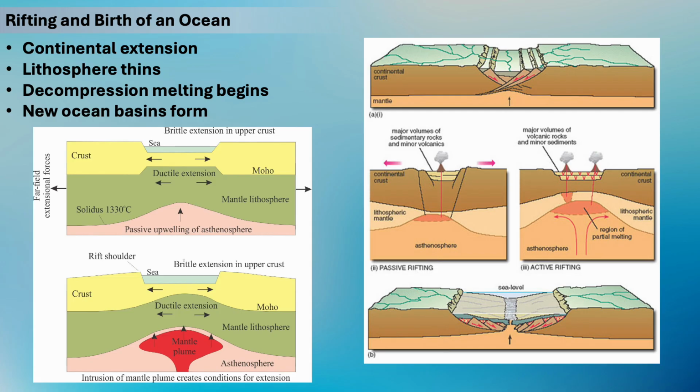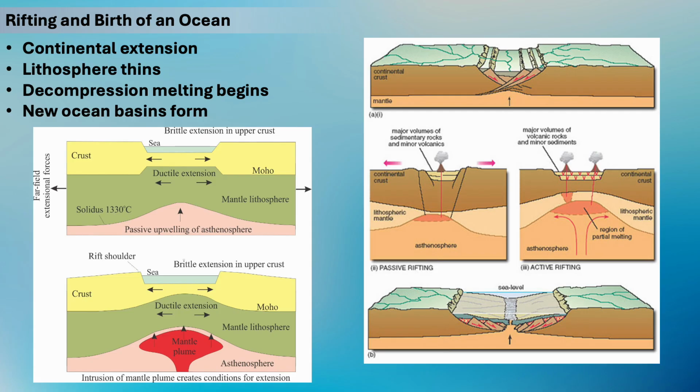Eventually, the continental lithosphere may break apart completely. When this happens, the two pieces of continental crust separate and a narrow ocean basin forms between them. At this point, the tectonic setting changes. Instead of continental rifting, the system transitions to seafloor spreading. A mid-ocean ridge develops, new oceanic lithosphere begins to form, and the ocean basin widens over time.